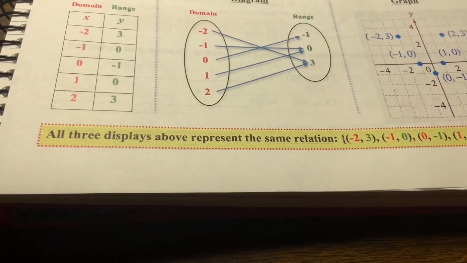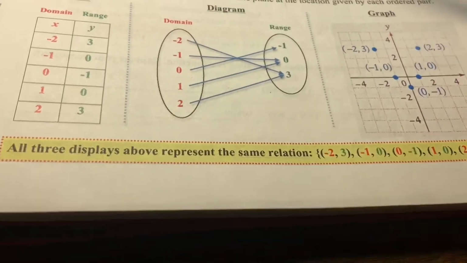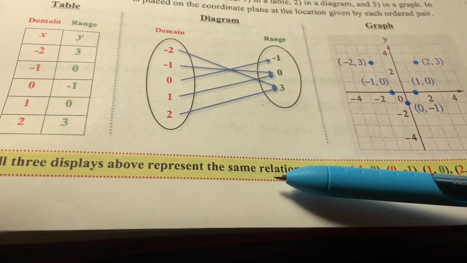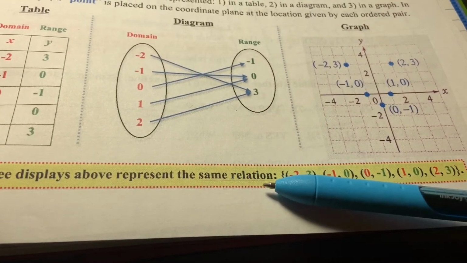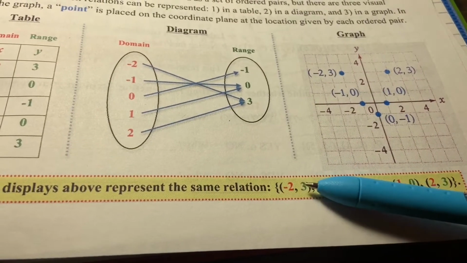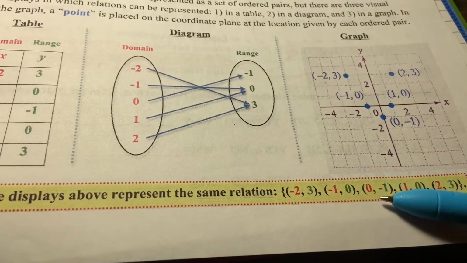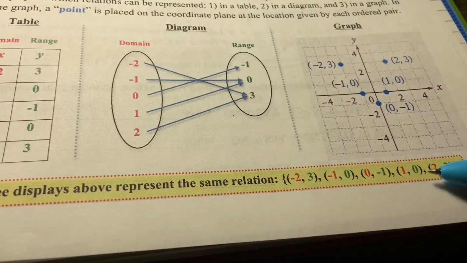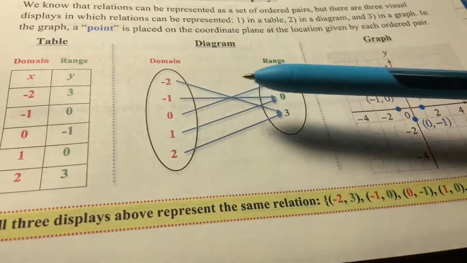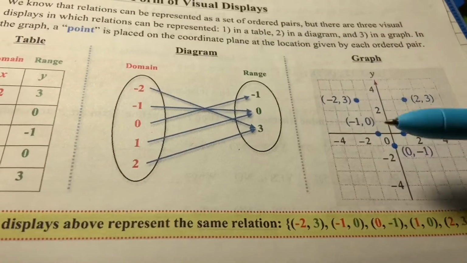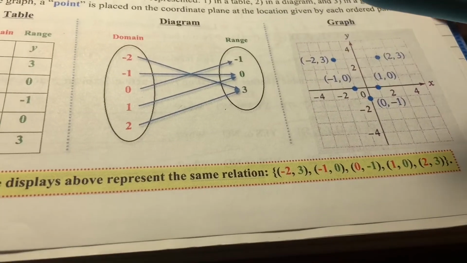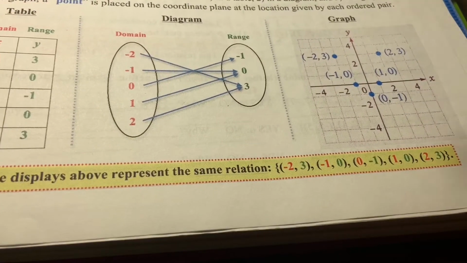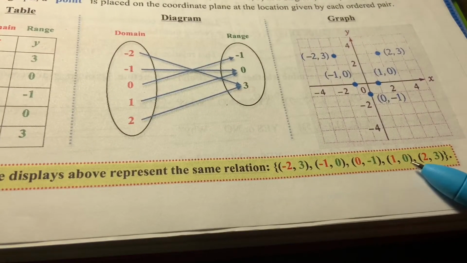All 3 displays above, meaning this display, this one, and this one, represent the same relation, which is -2, 3, -1, 0, 0, -1, 1, 0, and +2, +3. All three displays, same relation. So to be clear, a relation can be represented in 4 different ways then. It can be represented like this, as so.